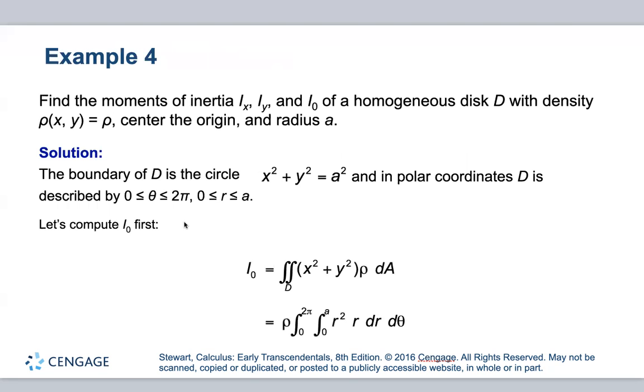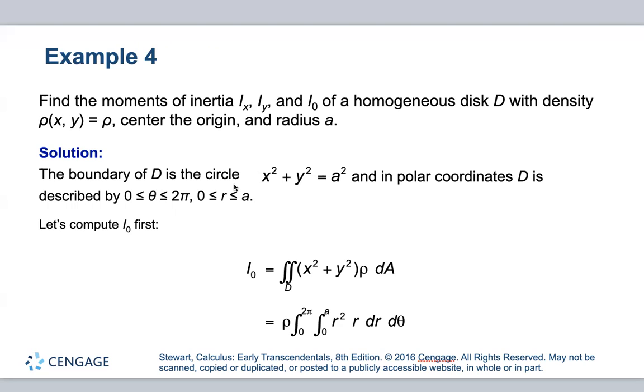All right, so let's do an example, a very easy example, but that has some interesting observations associated with it. So let's find the moments of inertia about the x-axis, y-axis, and the polar moment of inertia of a homogeneous disk. That means constant density with density rho. Notice it's a constant. The disk is centered at the origin and has radius A.